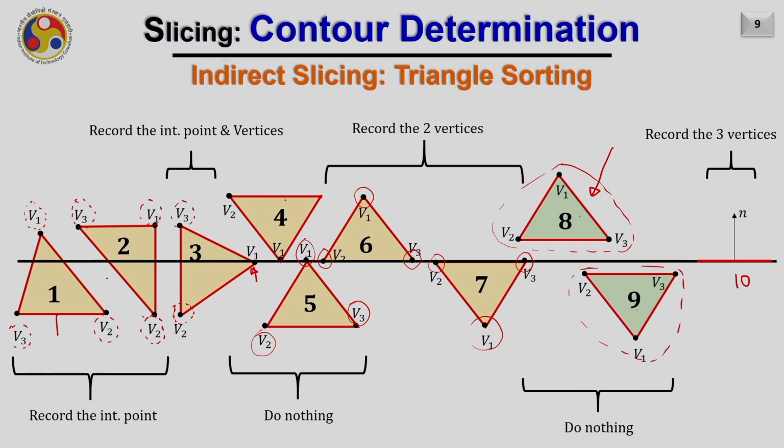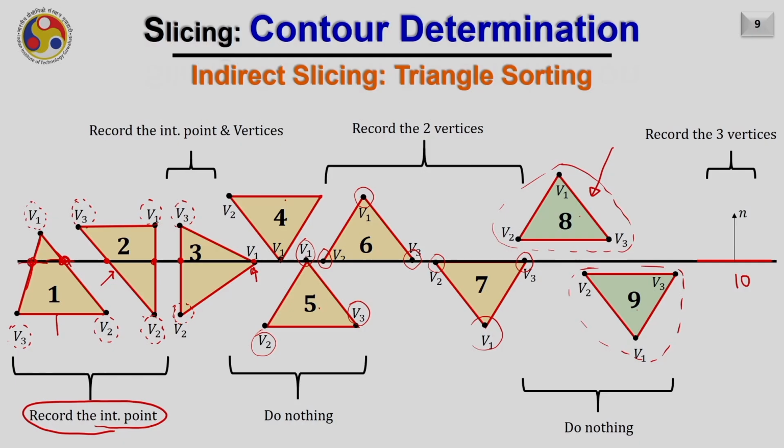For case 1 and case 2, you need to record the intersecting points. The intersecting points are nothing but the intersection between this line and the horizontal plane and this line and the horizontal plane. There are a total of 2 such points and we need to record these intersecting points. The same thing will be applicable for case 2 as well. Then for case 3, we need to record one intersecting point and one vertex itself, because this vertex is on the plane.